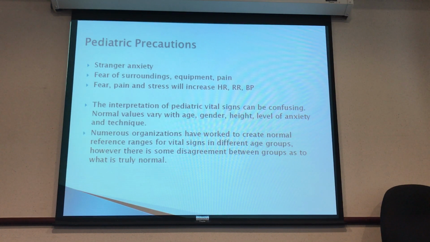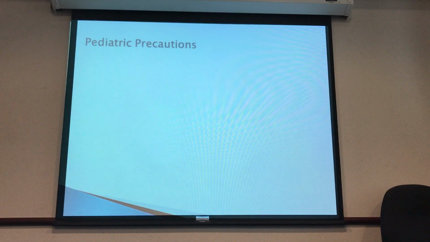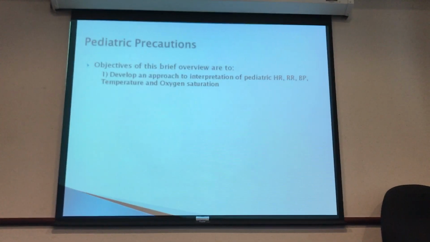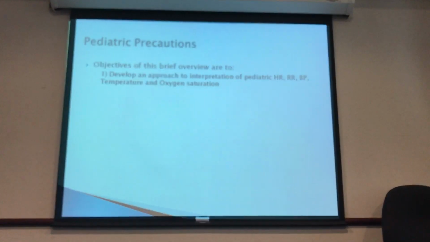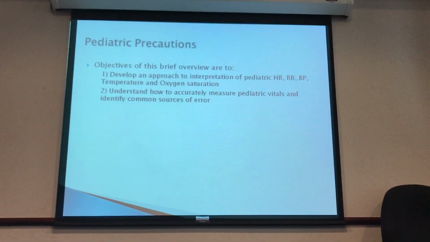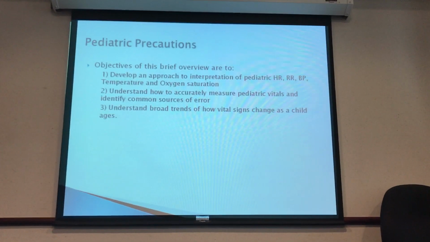On top of that, the norms that are established vary between groups. So usually when I feel like I need to look at a norm for an age group, I'll grab a PALS card, which has all of the norms on there. So those are the norms that people tend to gravitate towards. They're not wildly different across different organizations, but there's definitely some variation that you'll encounter. So in this brief presentation, we'll look at interpretation of heart rate, respiratory rate, blood pressure, temperature, oxygen saturation, and just some overall trends in terms of pediatrics and pitfalls in measurement.